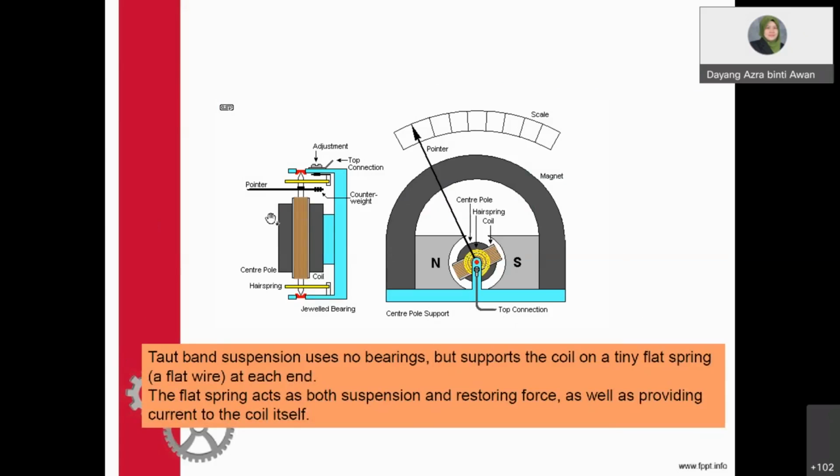This is the jewel bearings. Taut band suspension uses no bearings. This is the specification in the setup of the devices. Inside that, you need to put the jewel bearing here. It supports the coil on a tiny flat spring at each end, to control the oscillation. The flat spring acts as both suspension and restoring force, as well as providing the current to the coil itself.